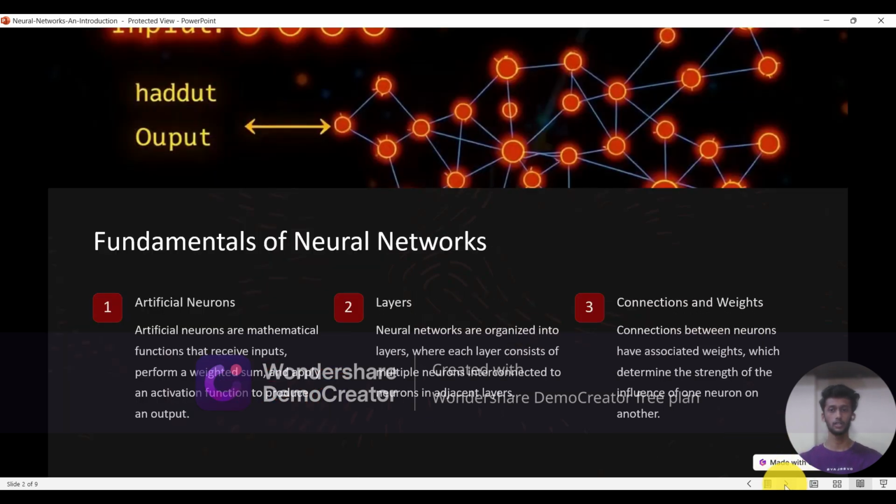Fundamentals of neural networks. Artificial neurons. Artificial neurons are mathematical functions that receive inputs, compute a weighted sum, and apply a function to produce an output. Second is layers. Neural networks are organized into layers, where each layer consists of multiple neurons interconnected with neurons in adjacent layers. Third is connections and weights. Connections between neurons have associated weights, which determine the strength of influence of one neuron on another.